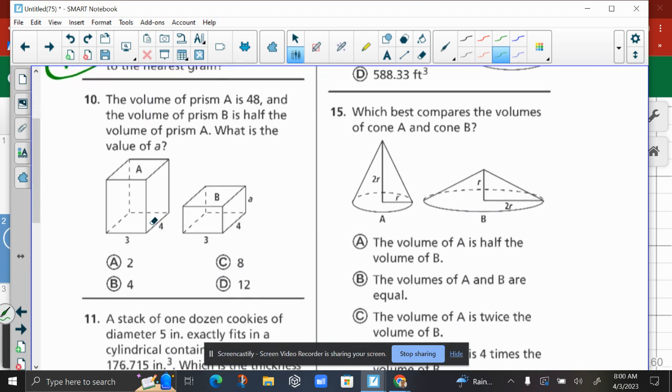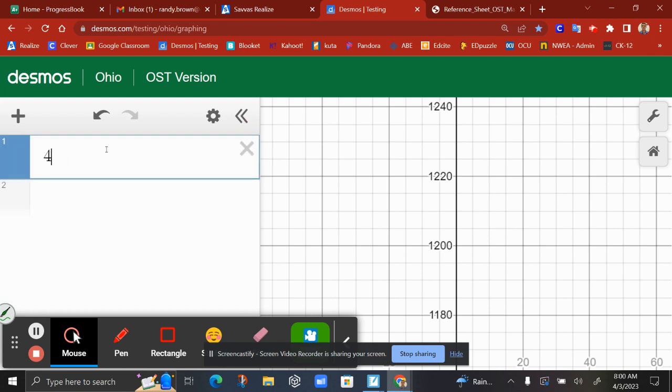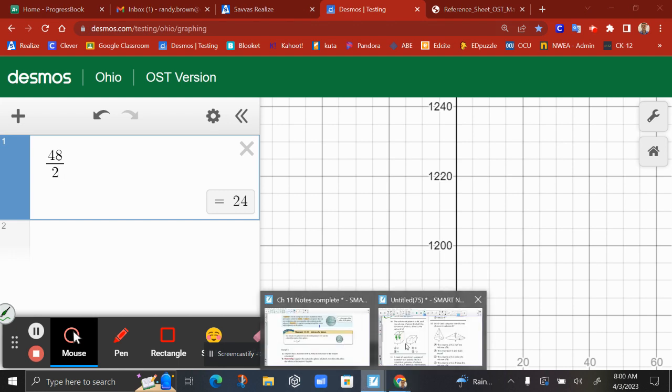Number 10, the volume of the prism A is 48. The volume of prism B is half the volume of prism A. What is the value of A? This one's 48. This one is half. So I know we're all good at math here, but 48 divided by 2, so 24 is the volume of our other figure.